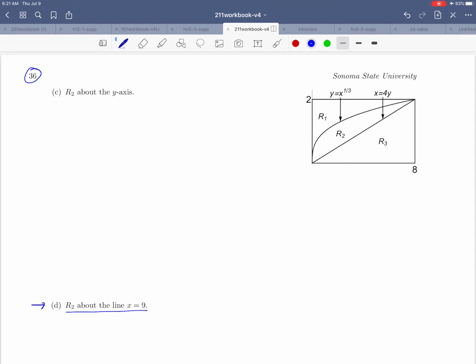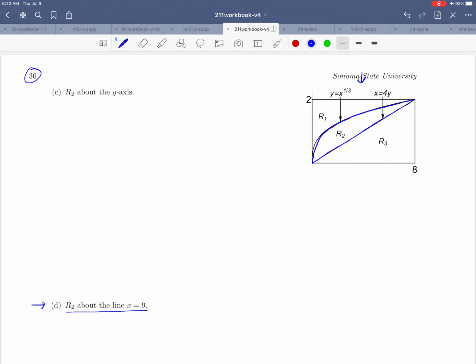about a particular line. Right, so let's go up to our picture over here to the right and just first find the region that we're talking about. Okay, so R2 is the two-dimensional region that's enclosed by these two curves that I'm tracing out. y equals x to the 1/3 and x equals 4y. Okay, we'd like to take that and rotate it about the line x equals 9.